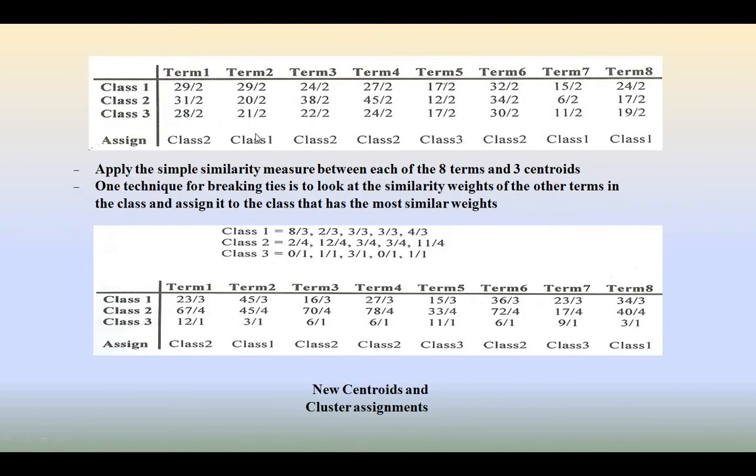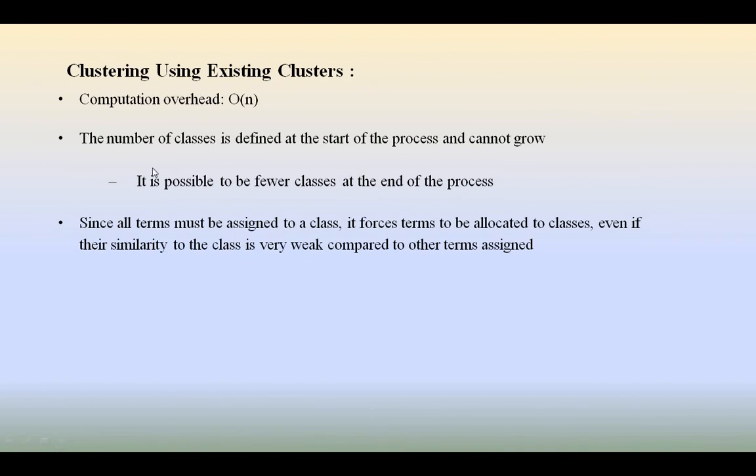Okay, these are the various kinds of intermediate matrices we have seen while calculating, right? Now, clustering using existing clusters. What is the computation overhead? The computation overhead can be represented as order of n. Okay, and next, the number of classes is defined at the start of the process and cannot grow. Okay, the number of classes is defined, only 3, and they cannot grow.